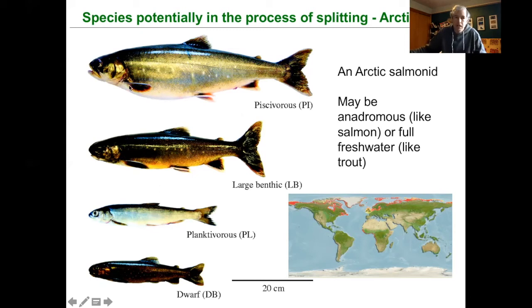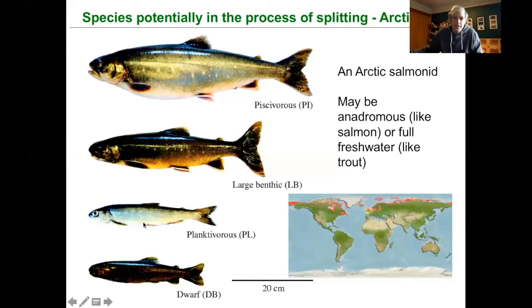So the biggest morph that you'll see of Arctic char, the ones that people most like to catch, the ones that are most used for food, are the piscivorous morph. It's big and it eats almost exclusively fish. Then the next one in size is the large benthic. The large benthic predominantly lives on the bottom, and rather than eating other fish, it eats macroinvertebrates like little insects at the gravel and things like that.